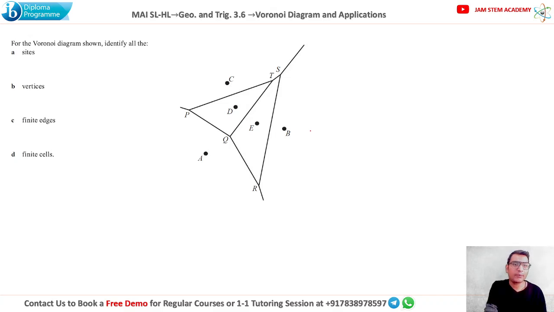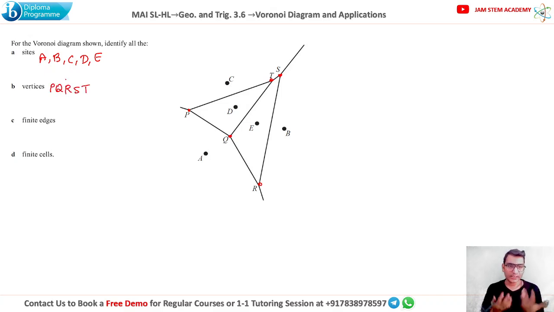For the Voronoi diagram shown below, you have to identify the following things, like sites. What are the sites over here? As you can see, sites are these shops. So here I have A, B, C, D, E. These are 5 sites over here. Vertices. Now you have to mention the vertices. So vertices are points of intersection of these perpendicular bisectors. Basically these P, Q, R, S, T are the vertices.